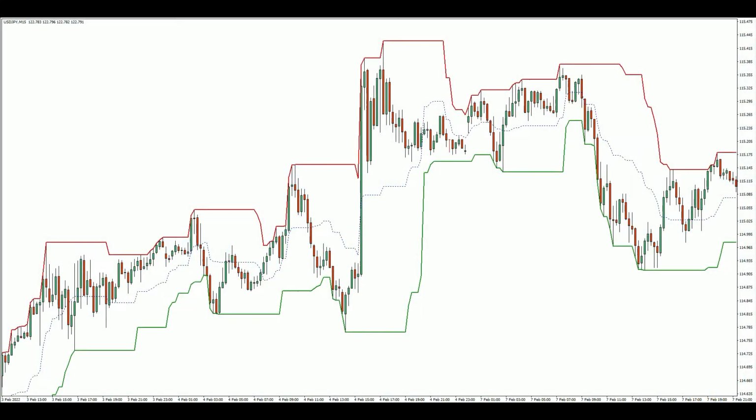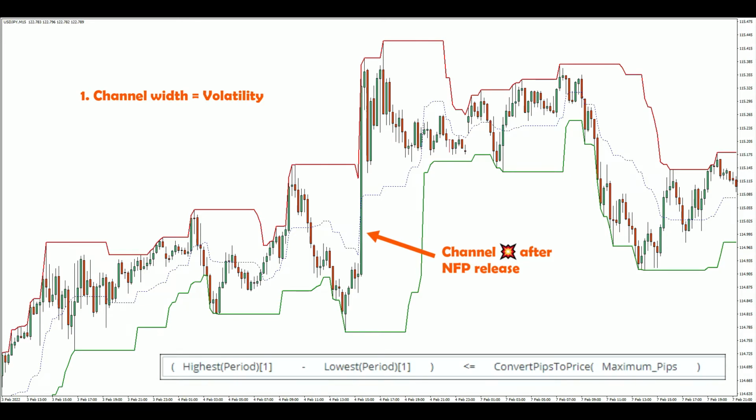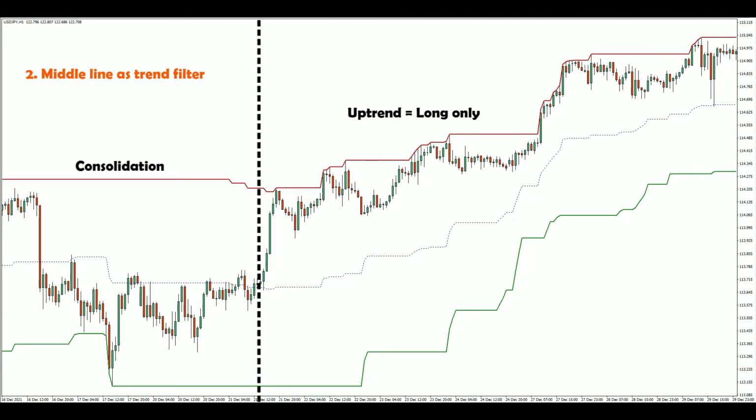There are three common ways to use the Donchian channels. First, you can use the width of the channel to gauge market volatility. Notice how the channels rapidly expand when non-farm payrolls is released. If you want to avoid noisy markets, you can set a maximum allowable channel width. Next, you can use the middle line as a trend filter. For example, you can choose to only take long trades when the price is above the middle line.